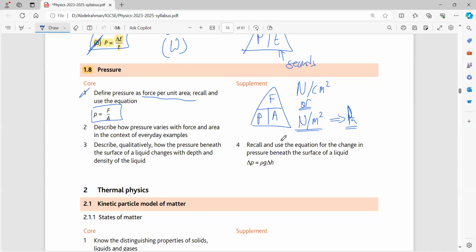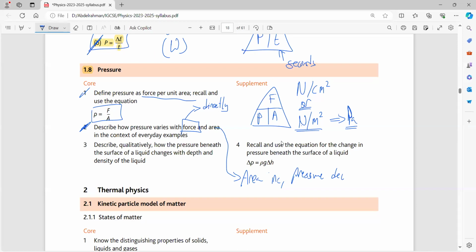Describe how the pressure varies with the force and area. When the area increases, what happens to the pressure? The pressure decreases and vice versa. They were inversely proportional. When the area decreases, the pressure increases. But with the force, it's directly proportional. If you increase the force, the pressure will increase. If you decrease the force, the pressure will decrease. It's that simple.